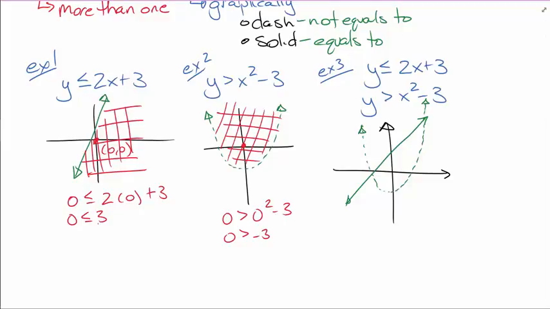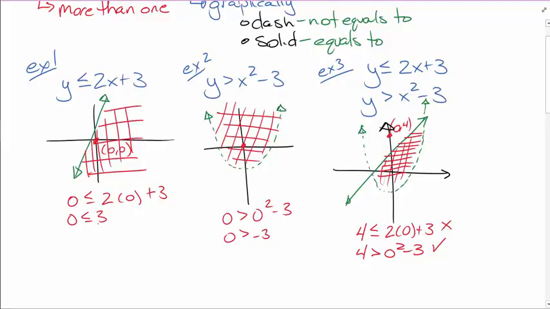I likely would test the point 0, 0, but I'm going to choose a different one. I'm going to choose 0, 4. So when I plug in 0, 4 into my first inequality, I get 4 is less than or equal to 2 times 0 plus 3. I get a false statement here. As a result, my data point of 0, 4 is on the wrong side of the linear graph. When I test 0, 4 for the quadratic, I would get 4 is greater than 0 squared minus 3. I get a true statement. So my 0, 4 is on the correct side of the dotted or dashed quadratic, but on the wrong side of the linear. I should be shading in this region right here, which will represent my solutions.